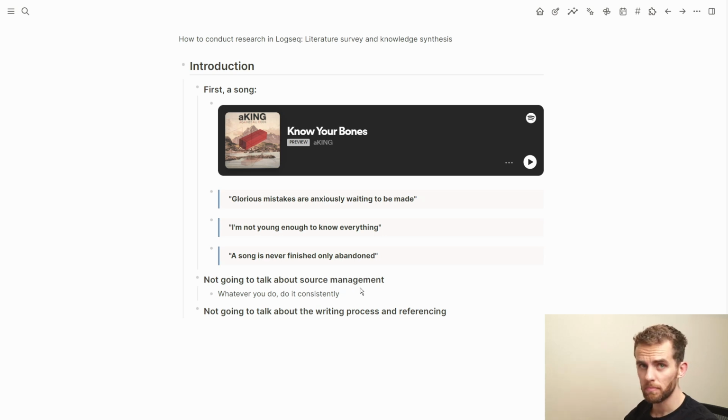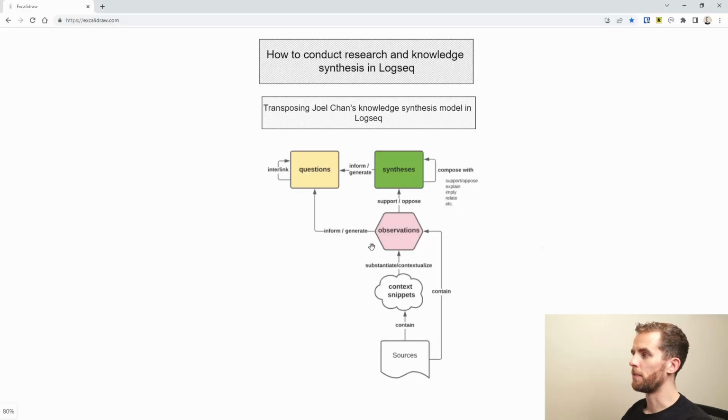So that's where we're going. The main focus is really going to be on this literature survey and knowledge synthesis components. Before I go and break down the process from my perspective, I also want to say that this is heavily influenced by Joel Chan's model over here, and I'll provide links to this below. I also had a discussion with Joel, and it's shaped the way that I've structured the work and how I'm thinking about it. So what I've done though is I've transposed this a little bit to the left here.